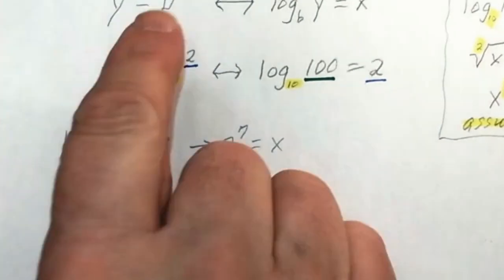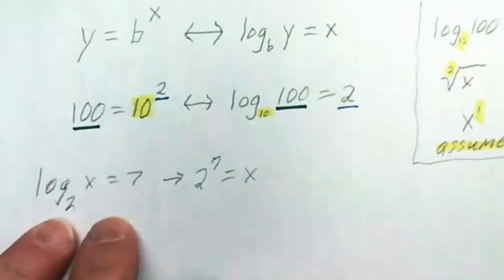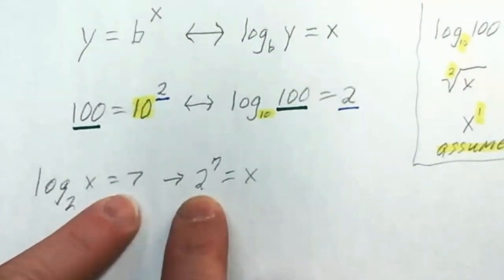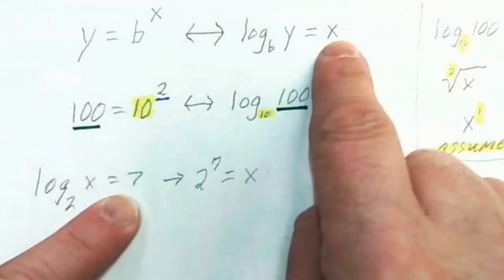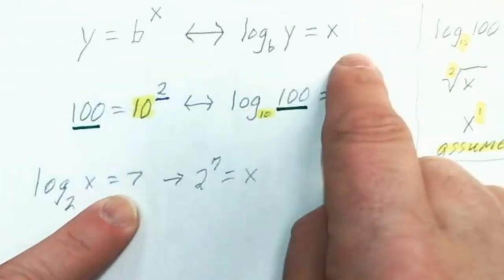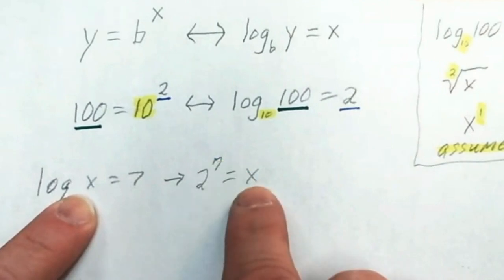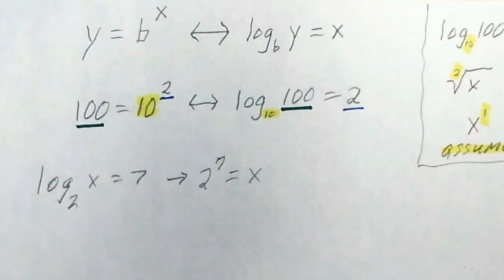Because I rewrote it, the base is the base. Base 2, base 2. The number over here is the exponent. This is on the other side of the equal sign. That's the exponent. This is the argument. Well, 2 to the 7th equals x. Now that's easy to solve.